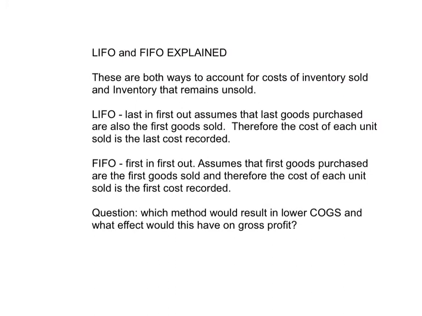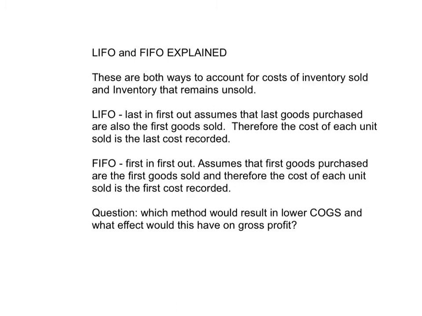LIFO and FIFO explained. These are simply ways to account for the costs of inventory. Okay, so it's just accounting methods, and it's accounting for inventory that's been sold and inventory that remains unsold. Remember, it's an asset on the balance sheet. It needs to be counted, it needs to be accounted for, and it is important that businesses know how much inventory has been sold and at what cost to them. And they also need to know what is the cost of the inventory that they still have sitting in their warehouse or on their shop floor.